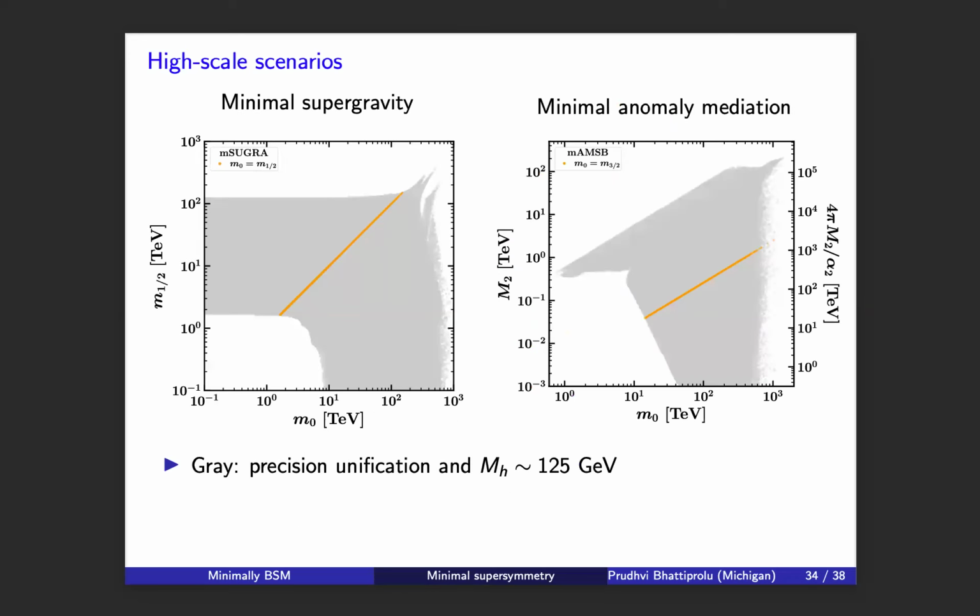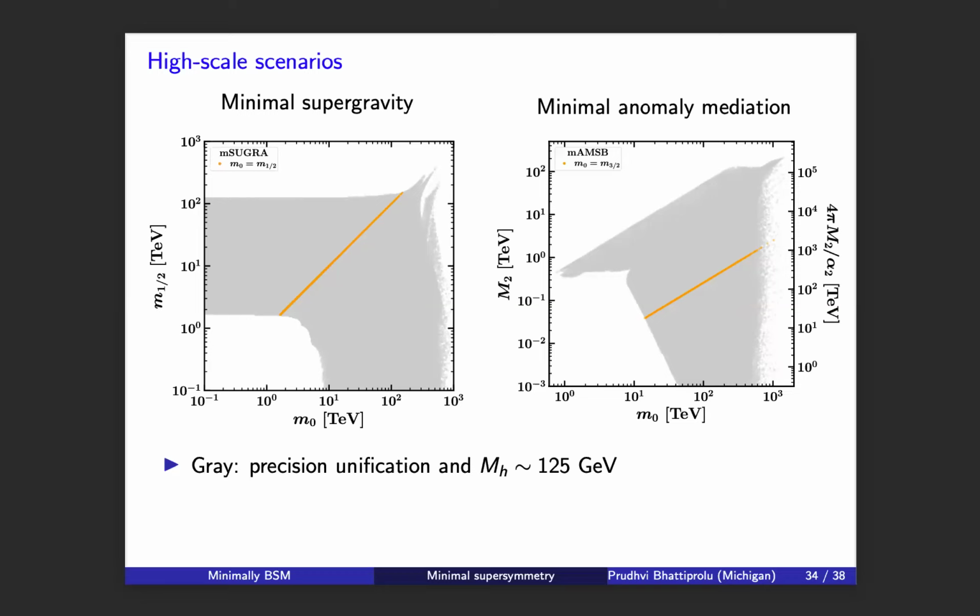And these are the results in the high scale scenarios, namely minimal supergravity on the left and minimal anomaly mediation on the right. Here I'm showing a plot for the mSUGRA case, M1/2 versus M0. And for anomaly mediation, I'm plotting the Wino mass, which can be related to the gravitino mass shown on the right axis, as a function of M0. All the gray points that you see here satisfy the precision unification constraint and also reproduce the correct Higgs mass, which is 125 GeV.